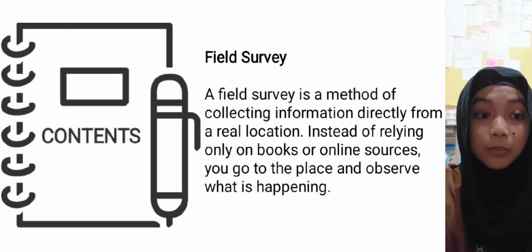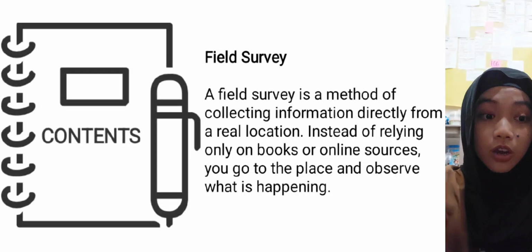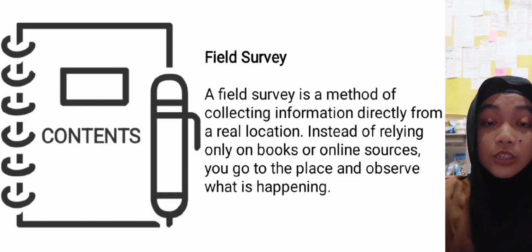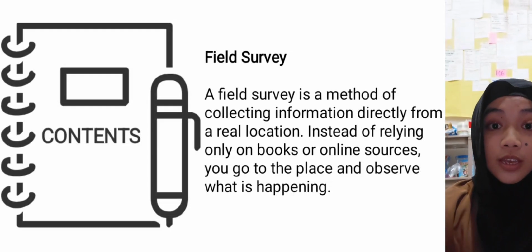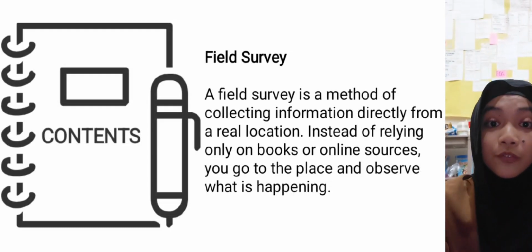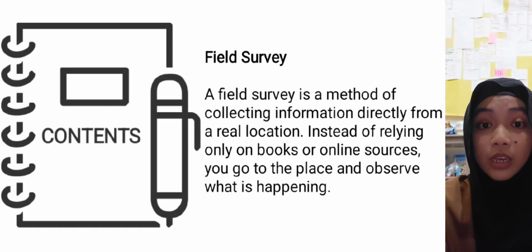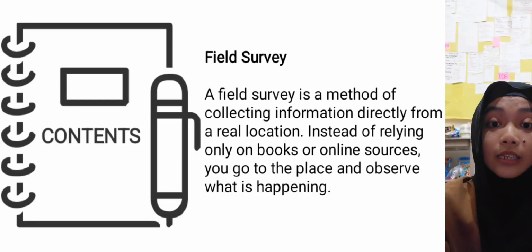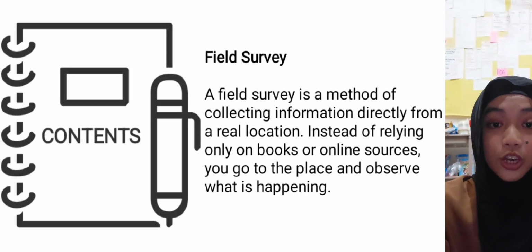A field survey is a method of collecting information directly from a real location. Instead of relying only on books or online resources, you go to the place and observe what is happening. It involves going to the actual location to observe, ask questions, take measurements, or record data. Field surveys are commonly used in studies related to the environment, community, education, and social research because they provide real information and personal information.